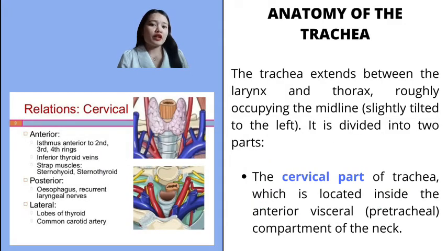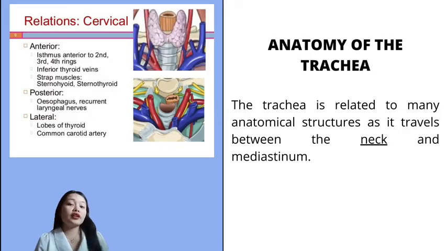So what is the anatomy of the trachea? The trachea extends between the larynx and thorax, roughly occupying the midline. It is slightly tilted to the left, and it is divided into 4 parts. The cervical part of the trachea is located inside the anterior visceral or pretracheal compartment of the neck. So the trachea is related to many anatomical structures as it travels between the neck and mediastinum. The cervical part of the trachea is covered anteriorly by several structures, from deep to superficial.